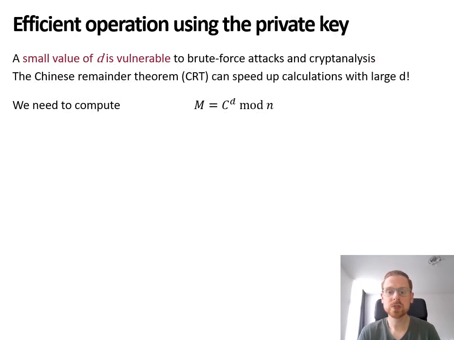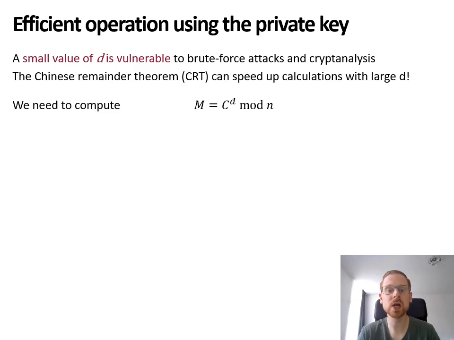The calculations using e can be made more efficient by choosing a specific value of e which has few 1 bits. However, if we choose e, we cannot choose d. We need to calculate it as the multiplicative inverse of e. Moreover, small values of d are vulnerable to brute force attacks and cryptanalysis. As such, we need to find an efficient way to calculate c to the power d modulo n for large values of d, as they are more secure.